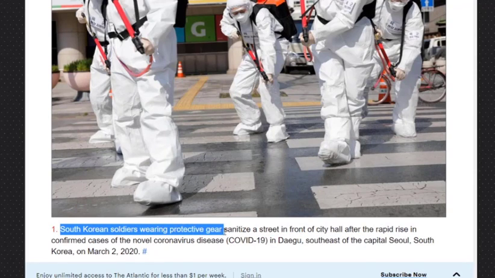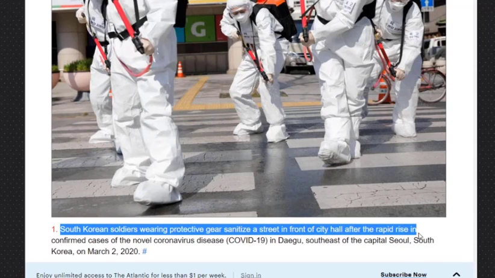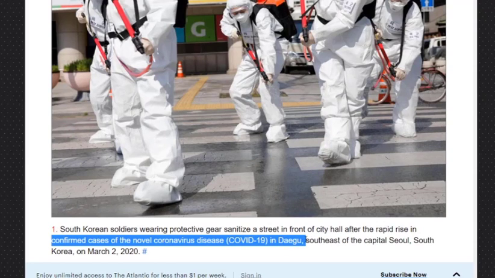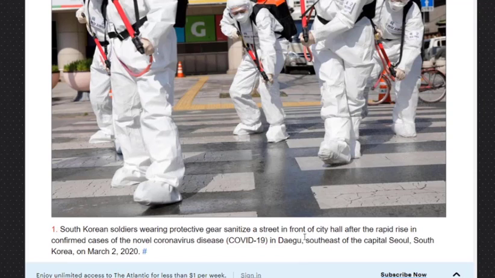And I can also read and see why they are cleaning. So let's read. South Korean soldiers wearing protective gear sanitize a street in front of City Hall after the rapid rise in confirmed cases of the novel coronavirus disease, COVID-19, in Daegu, southeast of the capital, Seoul, South Korea, on March 2nd, 2020. So, I learned some new words here.